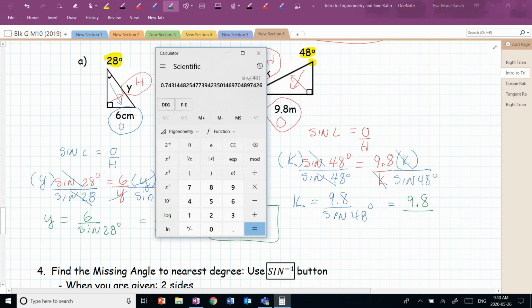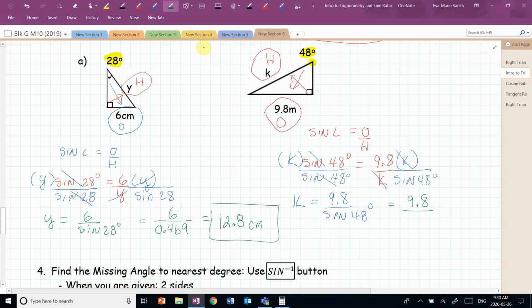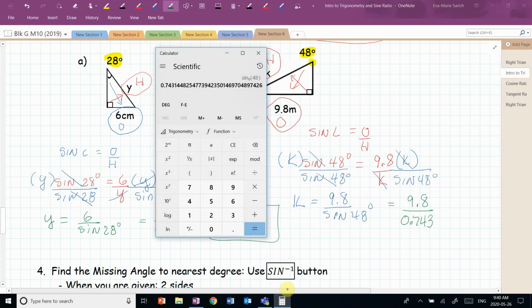Now we want 3 decimal places. So 0.7431. So the 3 is the 3rd decimal place. The 1 is the cutoff. So we're going to leave it there at 0.743. Now just simply take the calculator and divide those numbers out.